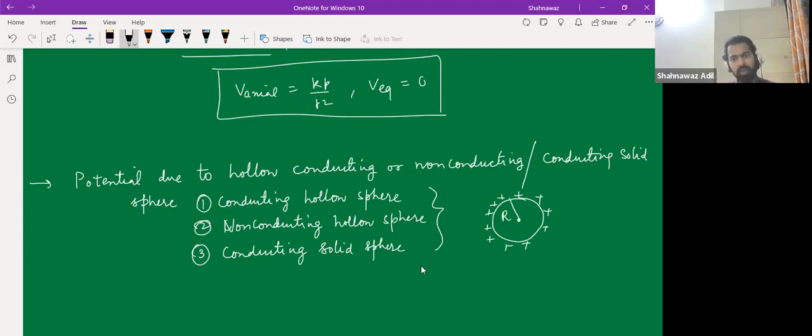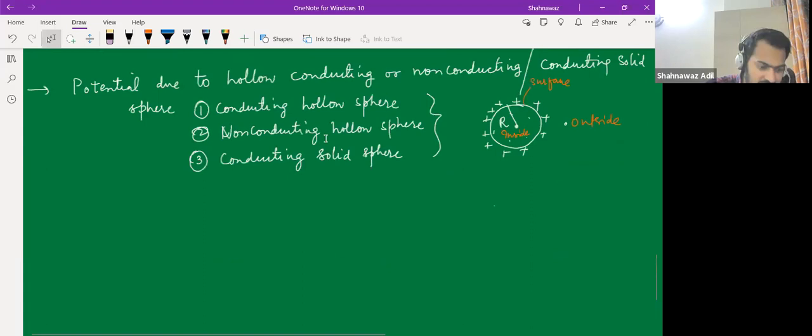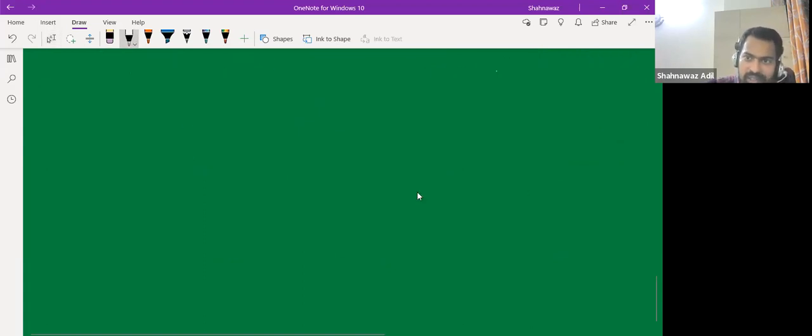R. Okay. So we understood that there can be three regions. One was this inside, the other was this surface, and then outside. So we have three. This one, let's say here, and this surface. So for all these three cases, we calculated the potential, right? Then we calculated the potential of three conditions.